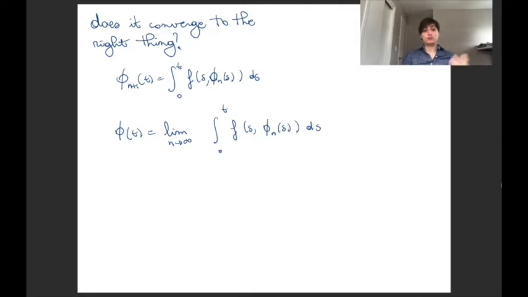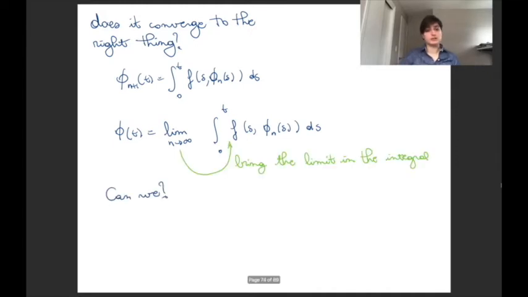Does it converge to the right thing? Is the next question we want to ask. So we know that at each step of our sequence we have phi n plus 1 equals the integral from 0 to t of f(s, phi n(s)) ds. By the definition of the limit function, we know that phi(t), the limit function, is equal to the limit for n tending to infinity of this integral.